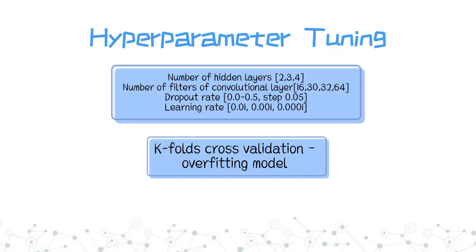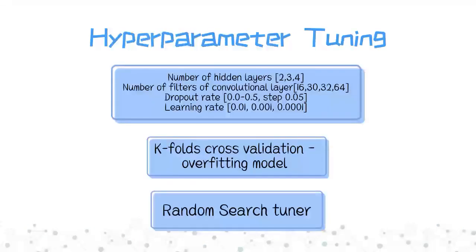Cross-validation is used to overcome the overfitting of the model. The optimal model is retrained with k-fold cross-validation where k equals 3. A random search tuner is used for hyperparameter optimization to get an optimal combination of hyperparameters. After tuning, the model is evaluated again with the optimal hyperparameters.